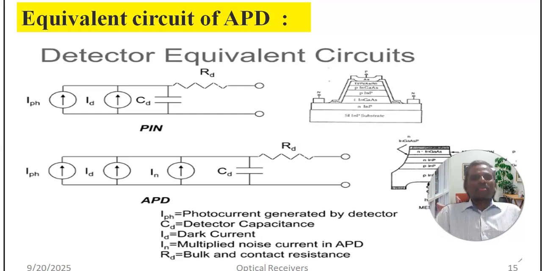It consists of IP, a current source, and a detector current source. Then you have a parallel capacitor, that is the diode capacitance, and a series resistance RD. IPH represents the photocurrent generated by the detector, CD represents the detector capacitance, ID represents the dark current, IN represents the multiplied noise current in the avalanche photodiode, and RD is the bulk and contact resistance. This is the equivalent circuit for the avalanche photodiode and PIN photodiode.